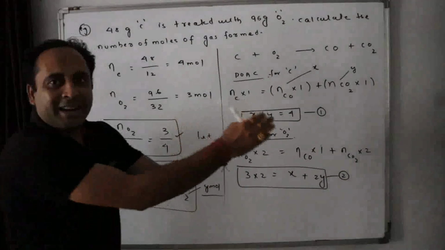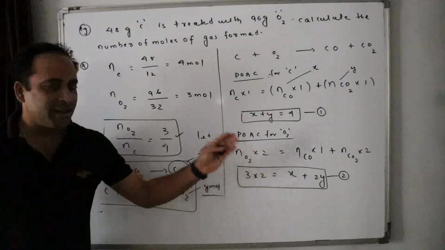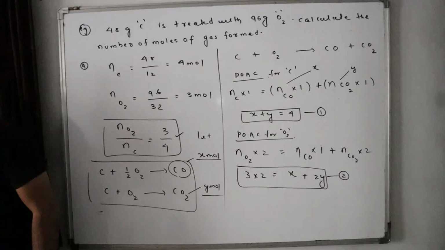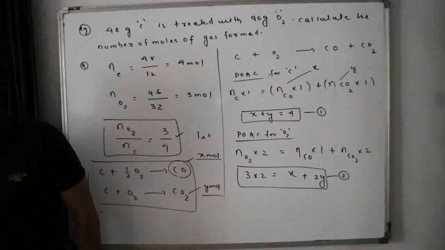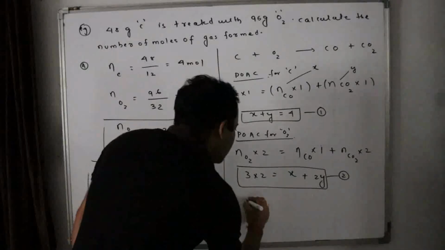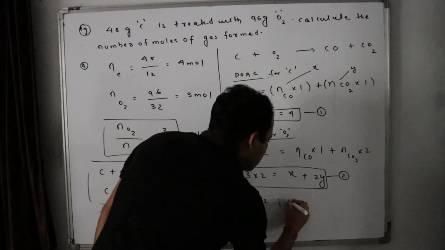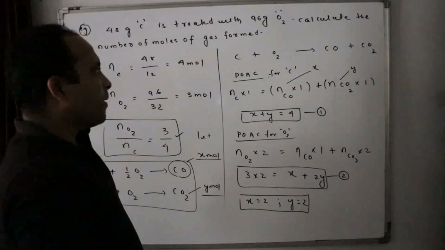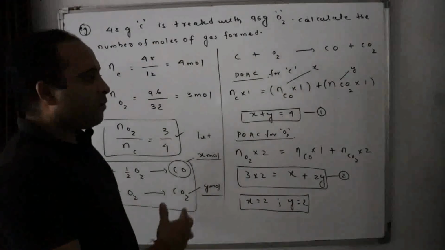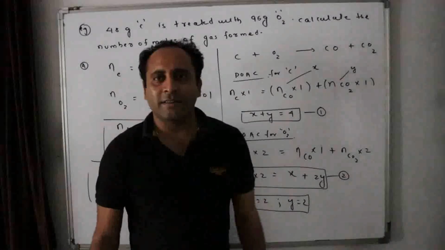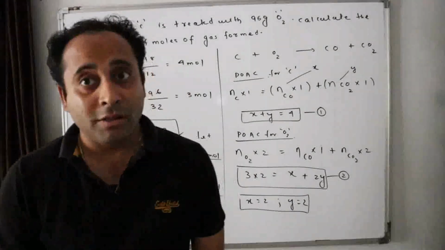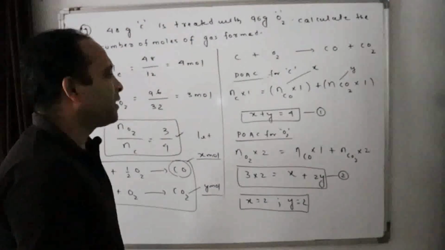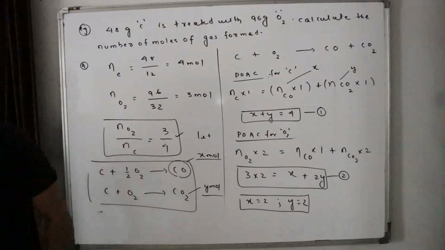Please kindly solve equation 1 and equation 2. Simultaneous equations. If you solve these equations, what will I get? We will get X is equal to 2 and also Y is equal to 2. This is the answer. Now the question arises, sir, can we solve this without this checking? Yes, by the unitary method. Let me do the unitary method.